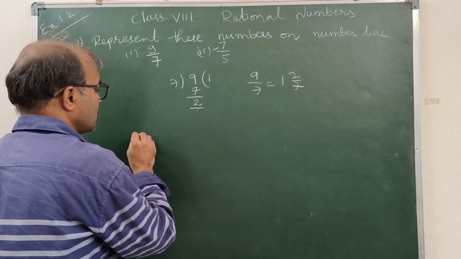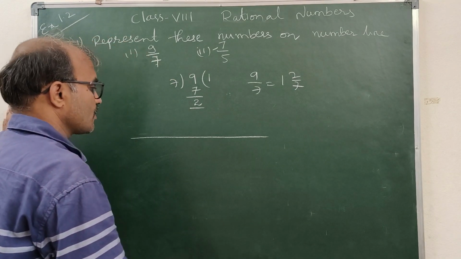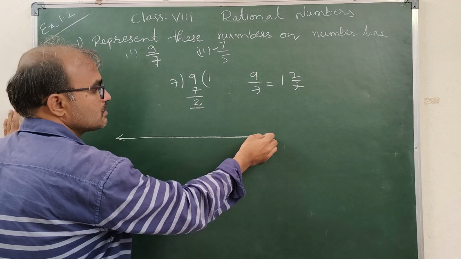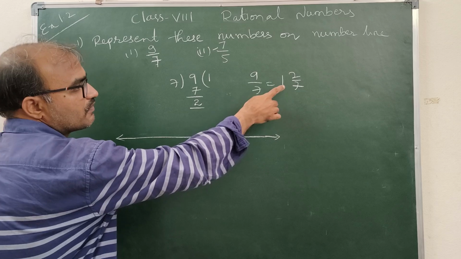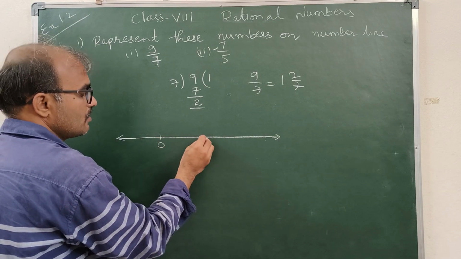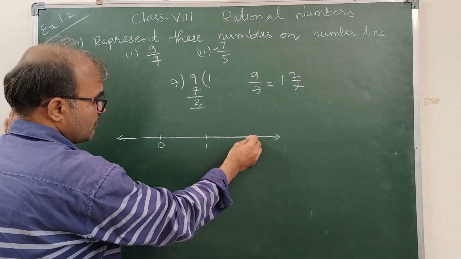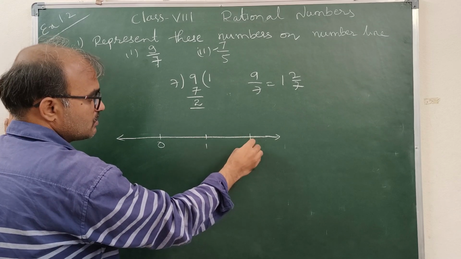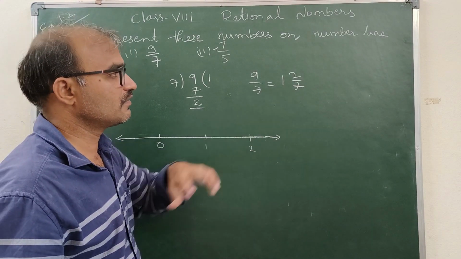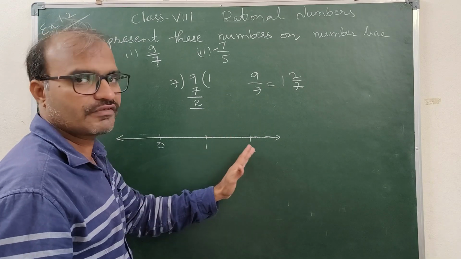Now let us locate 9 sevenths on the number line. First of all, put arrow marks on both sides, don't forget. Our number is between 1 and 2. So you draw 0, then with equal distance write 1, and with some equal distance you write 2. Now divide the distance between 1 and 2 into 7 equal parts. It is more than 1, no? 9 sevenths will be after 1 and before 2.